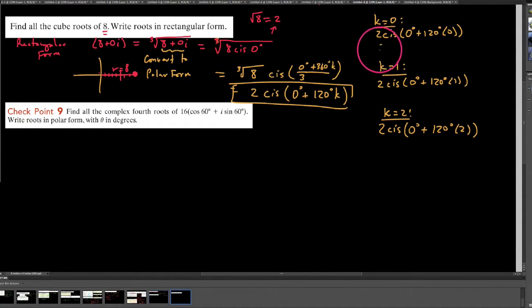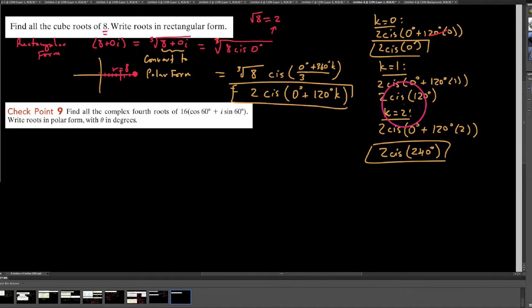Simplifying these, our very first root is 2 CIS of 0 degrees. We always get that initial angle, whatever that was, for one of our answers. For the other 2 answers, we get 2 CIS of 0 plus 120 degrees times 1, in other words, 2 CIS 120 degrees. And in this last example, 2 CIS of 0 plus 120 degrees times 2 is 240 degrees. I'm going to put boxes around these. These are our 3 roots in polar form.